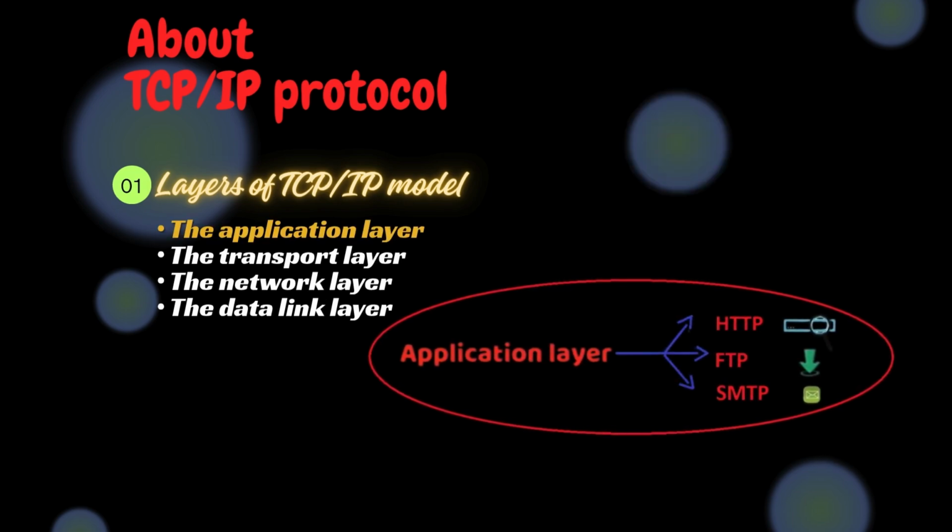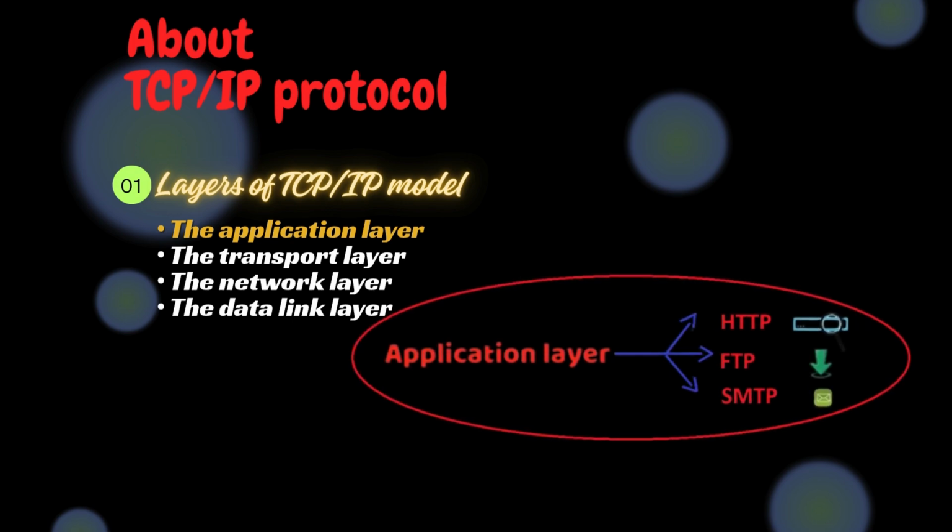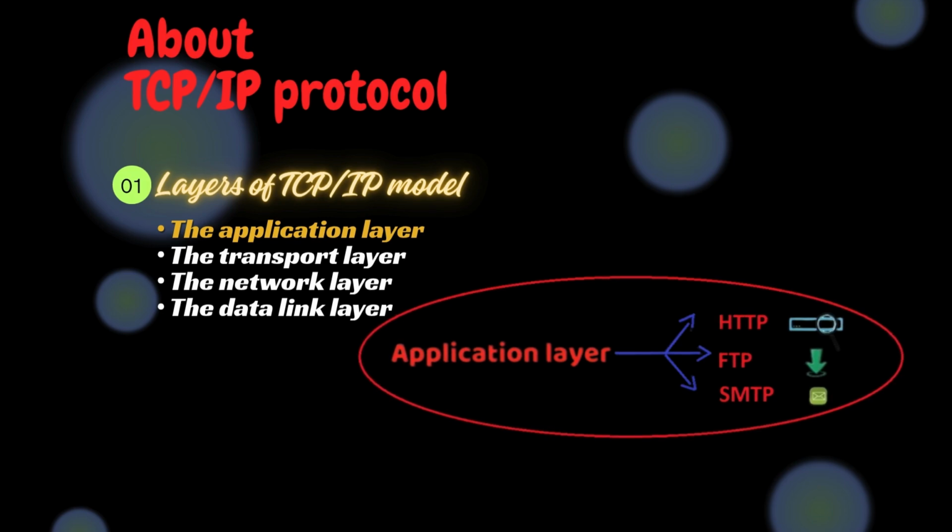The application layer provides services directly to users and applications. For example, HTTP is used to browse websites, FTP is used to transfer files between computers, and SMTP is the protocol used to send emails. These protocols make communication over the internet simple and user-friendly.